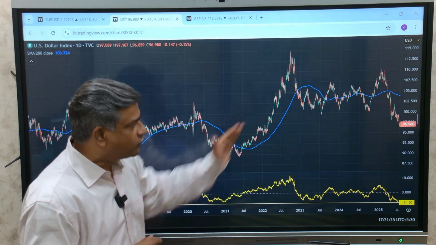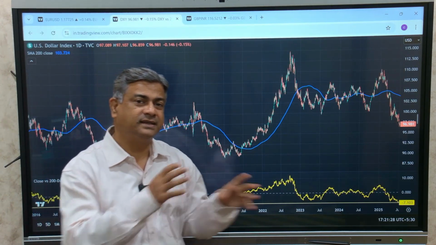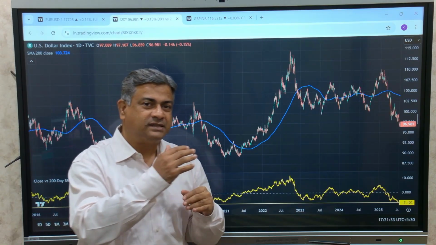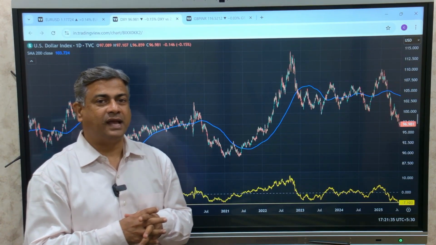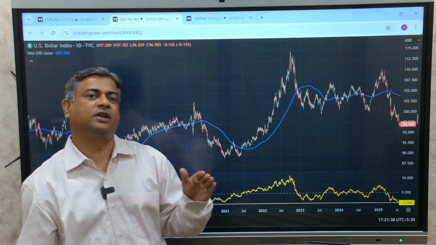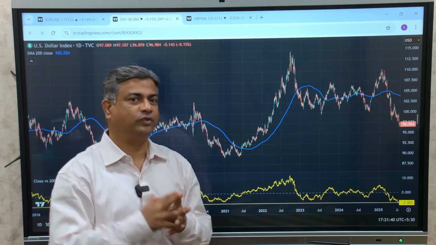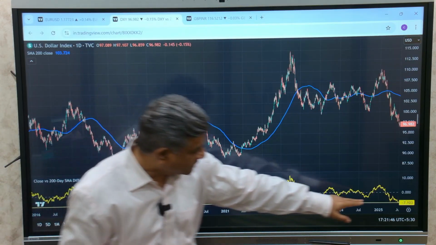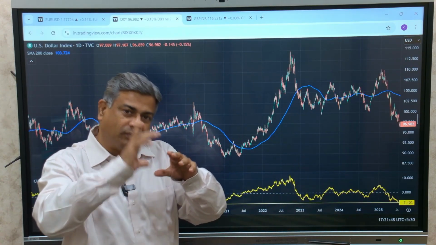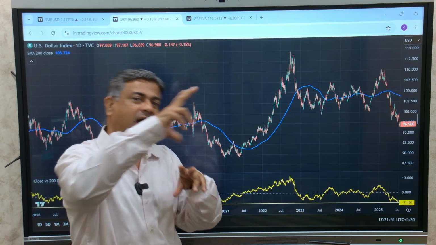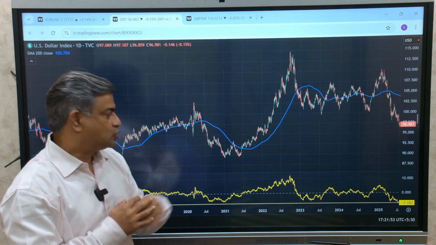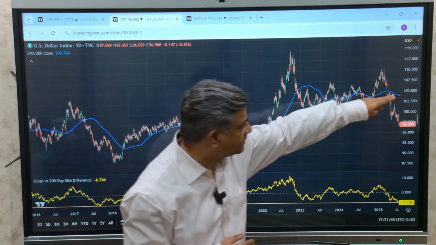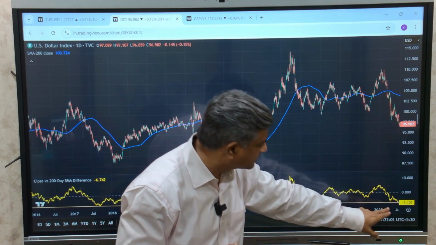Now what I have overlaid on the dollar index chart is its 200-day moving average. I want to show you how such a large decline in the dollar has led to such a substantial deviation from its long-term moving average. This blue line is the 200-day moving average and the yellow line tracks the difference between the current price and its 200-day moving average. So if you see how far it has fallen, the dollar index has fallen from the blue line to this price that is tracked here.